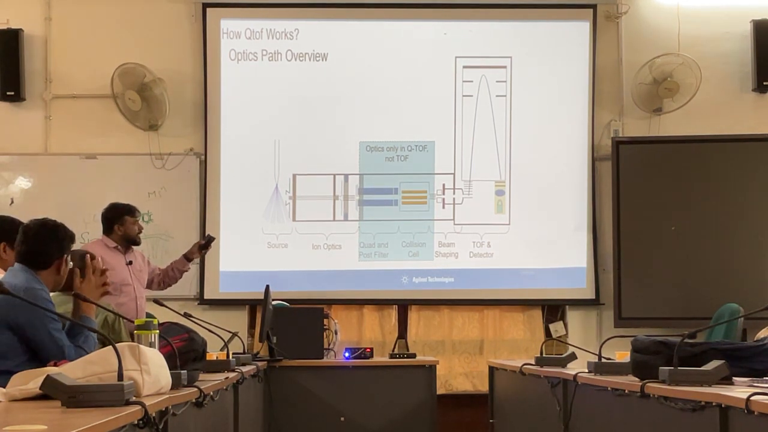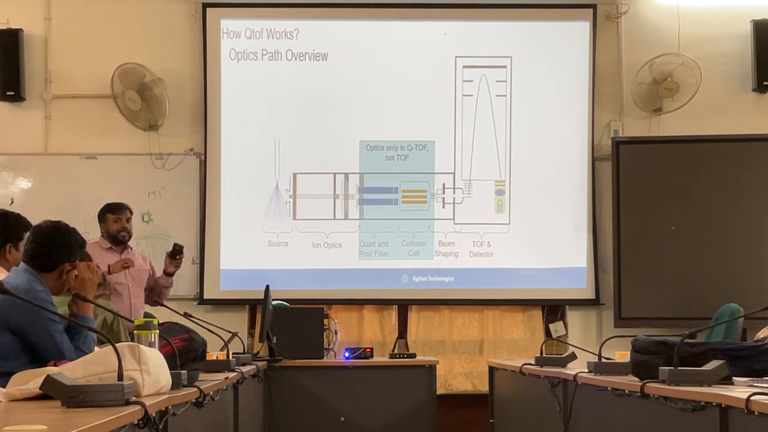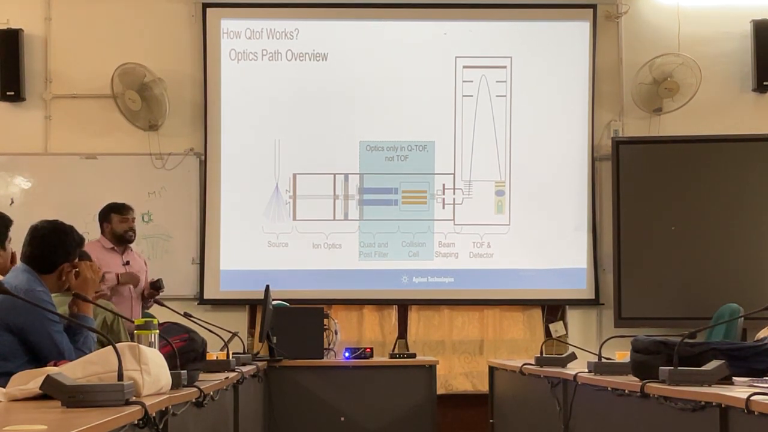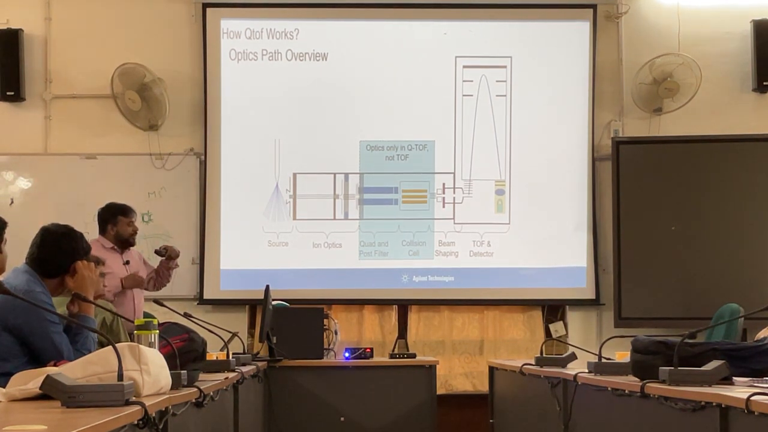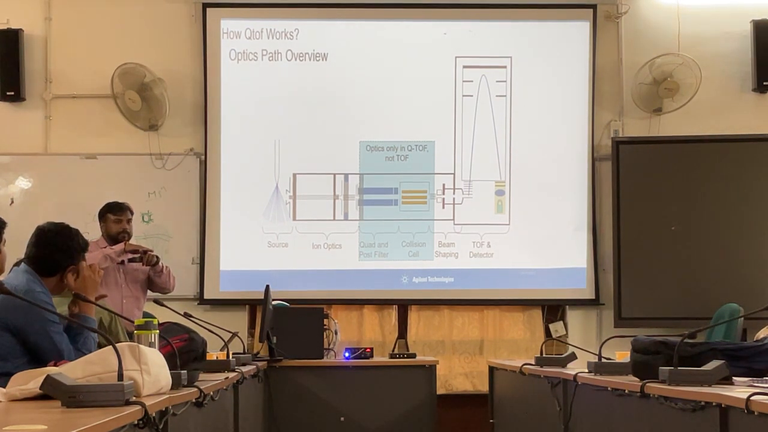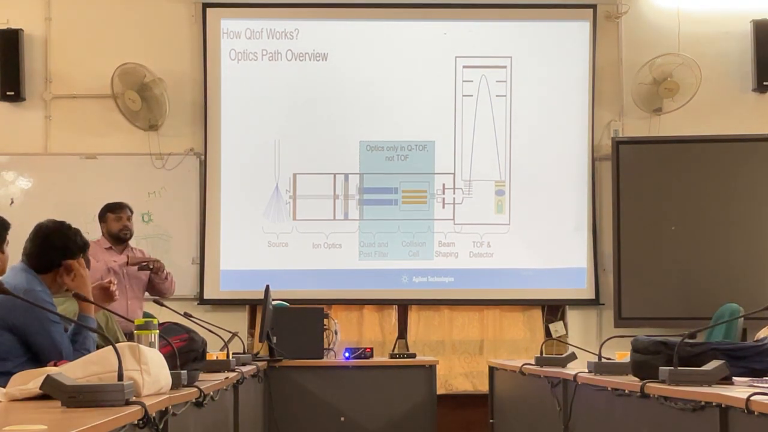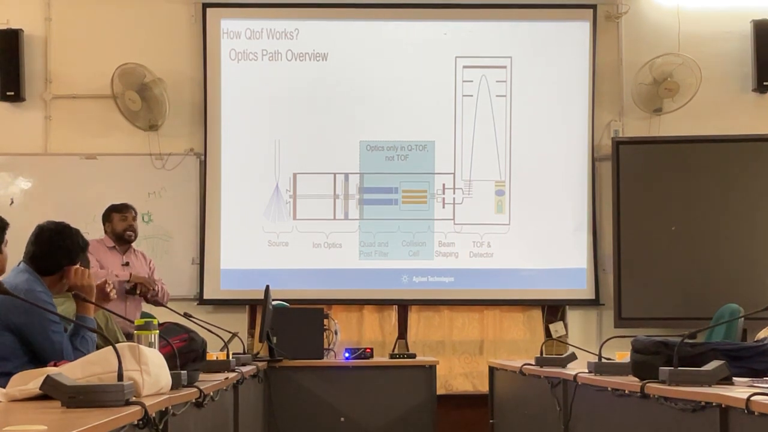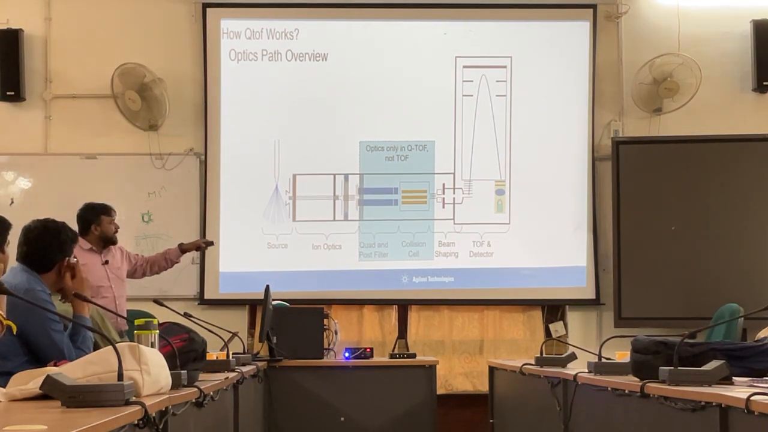Onward from the product masses there is a beam shaping. Why is beam shaping actually required? Because once the ion is broken down, the trajectories are not in the same pattern. But what we want here is for all the ions to reach the pulsar on the same plane, because we are applying kinetic energy to the ion. If they are not in the same plane, the kinetic energy would not be applied in the same manner, so their time of flight would differ. So to reach the pulsar in the same plane, we have the beam shaper.